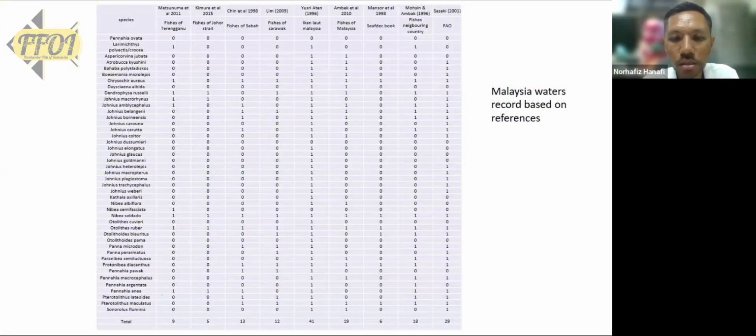So I checked them one by one, and then I reviewed all of them. But the most valid one is the FAO, because the author is the Japanese Dr. Kunio Sasaki. I believe he identified the fish quite reliably and correctly. I can say quite valid. 29 species are valid and occur in Malaysia. So this is the first information that I need to revise.